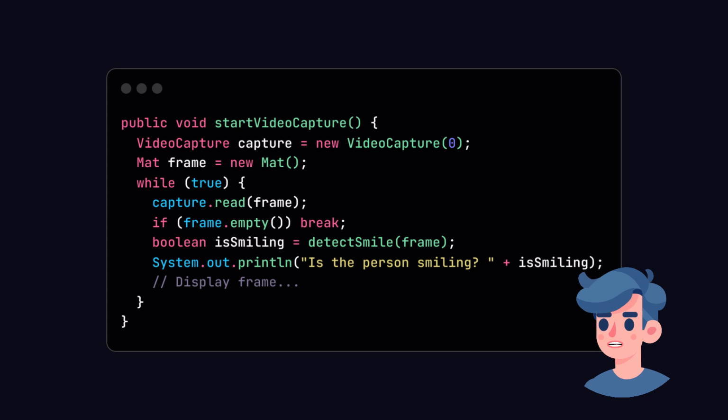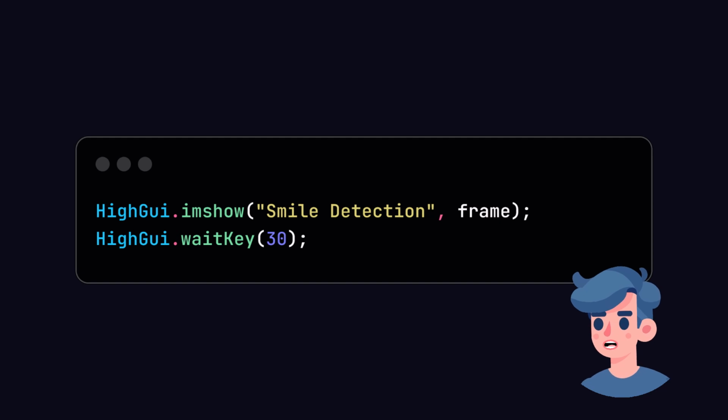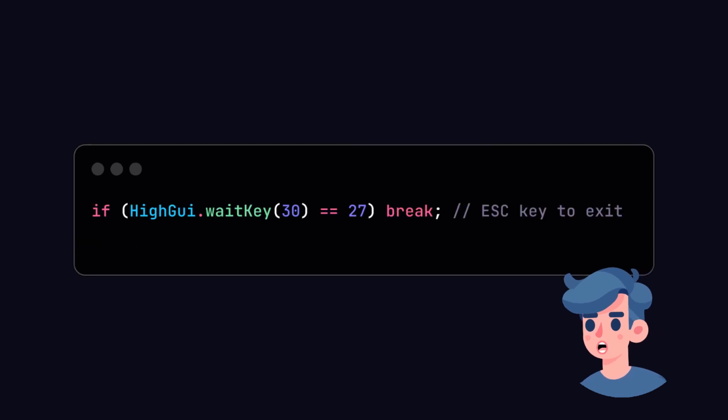To facilitate live video capture, we'll create a method called startVideoCapture. This method will utilize the VideoCapture class from OpenCV to start capturing video from your webcam. In this method, we continuously read frames from the webcam and check for smiles. The console will display whether anyone is smiling in real time. To display the frames, we can use OpenCV's HighGui class. Make sure that you import the required OpenCV classes for video capture and GUI.